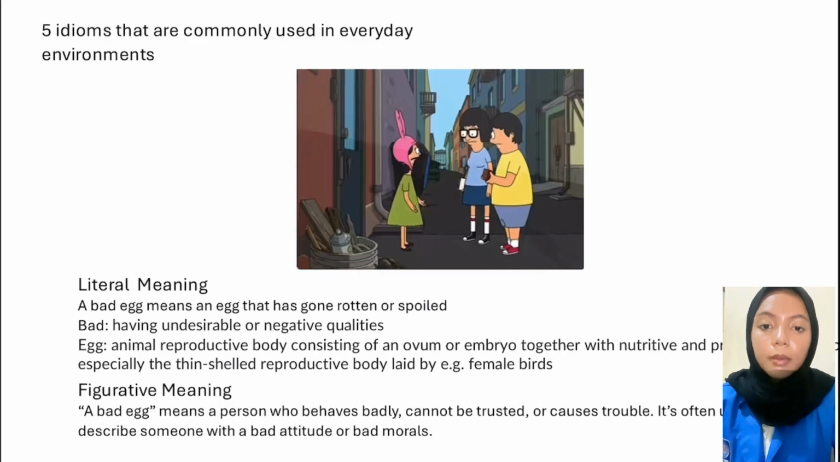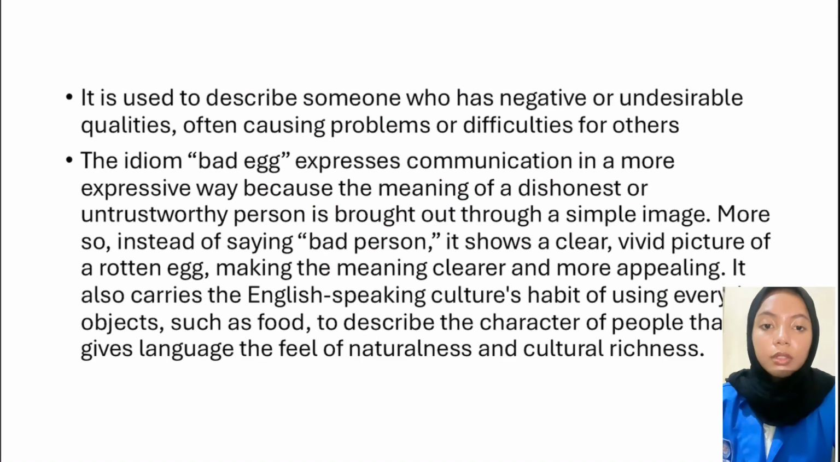In the figurative meaning, a bad egg means a person who behaves badly, cannot be trusted, or causes trouble. It's often used to describe someone with a bad attitude or bad morals. It's used to describe someone who has negative or undesirable qualities, often causing problems or difficulties for others.